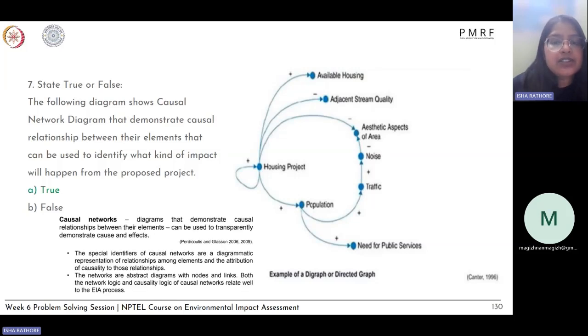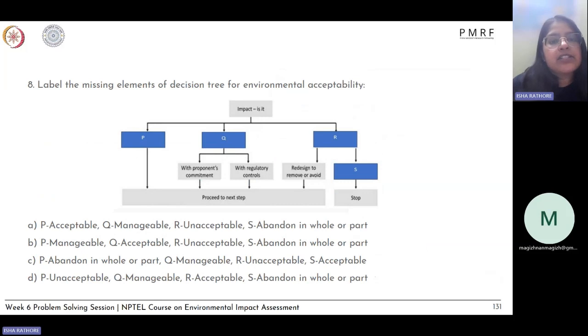So these are diagrams that demonstrate the causal relationship between their elements and can be used to transparently demonstrate the causes and effects. So the given diagram shows the causal network diagram and the statement is true. So A is the correct answer. Moving on to the next question, label the missing elements of decision tree for environmental acceptability.